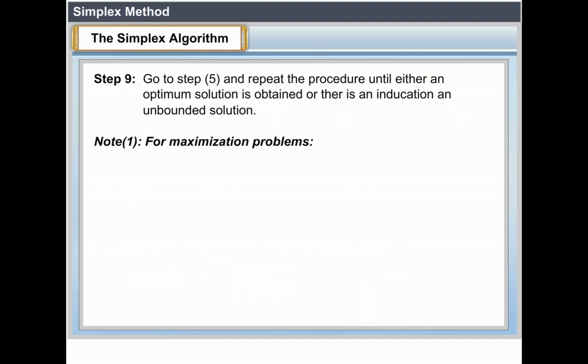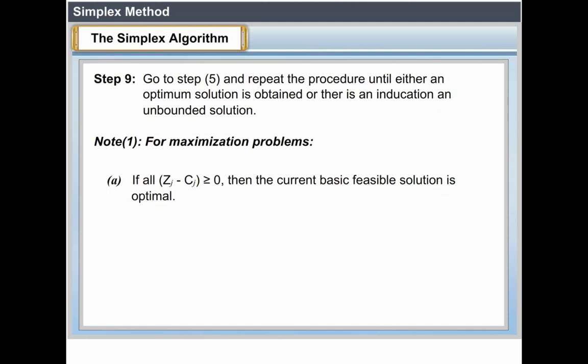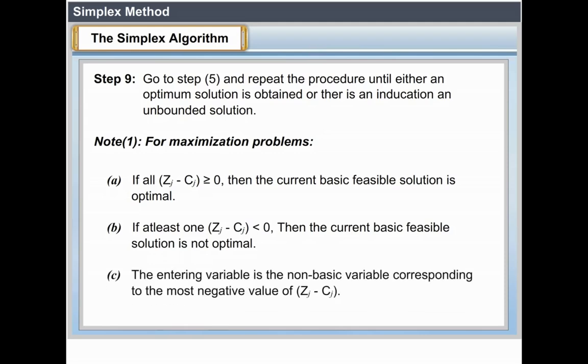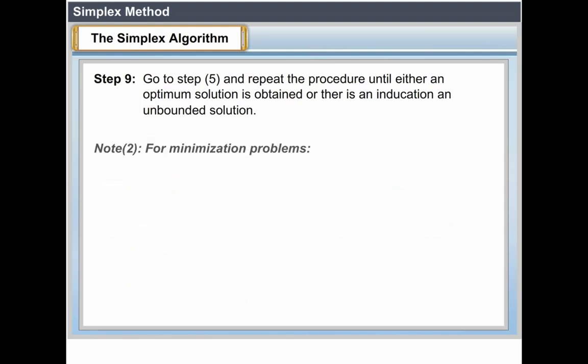Note 1: for maximization problems. Subdivision A: if all Zj minus Cj are greater than or equal to 0, then the current basic feasible solution is optimal. Subdivision B: if at least one Zj minus Cj is less than 0, then the current basic feasible solution is not optimal. Subdivision C: the entering variable is the non-basic variable corresponding to the most negative value of Zj minus Cj.